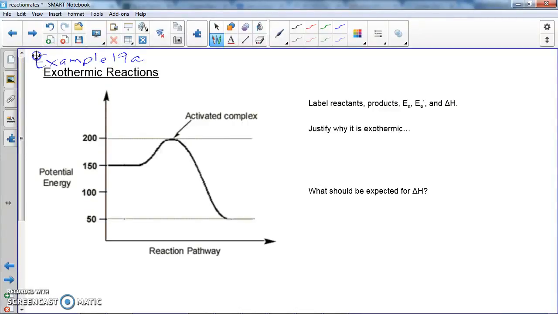That way we're not doing everything twice. Okay, so first thing I'd like you to do is take a moment by yourself and label these pieces: reactants, products, E sub A prime, and delta H. If you need to use your notes to do that, go for it. Just do that first part with me, please. I'll do it up here, and you can look up here and check when you're ready to check.